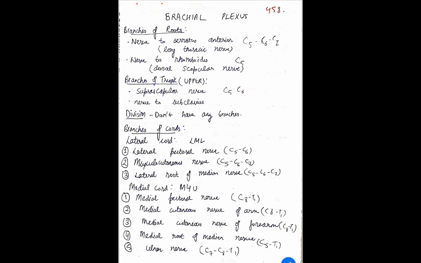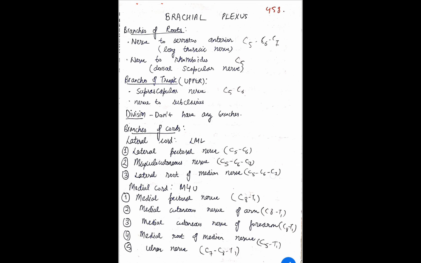Then we have branches of the trunk, and from the trunk, only the upper trunk has branches. That is suprascapular and subclavius. One above, one below. Above means supra and below means sub. So suprascapular is above the scapula and subclavius is below the clavicle. That branch is given by the upper trunk. Then divisions. Divisions don't have any branches.